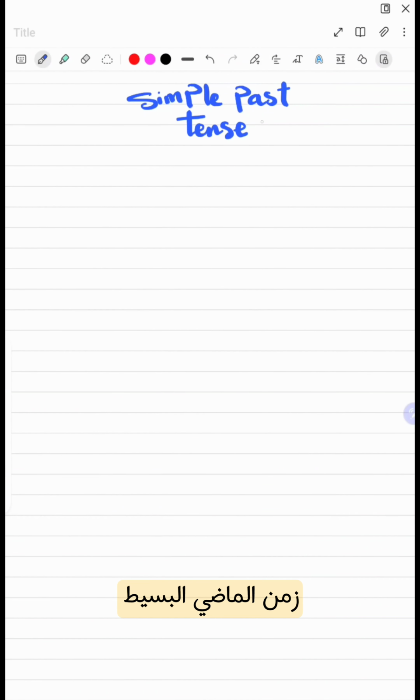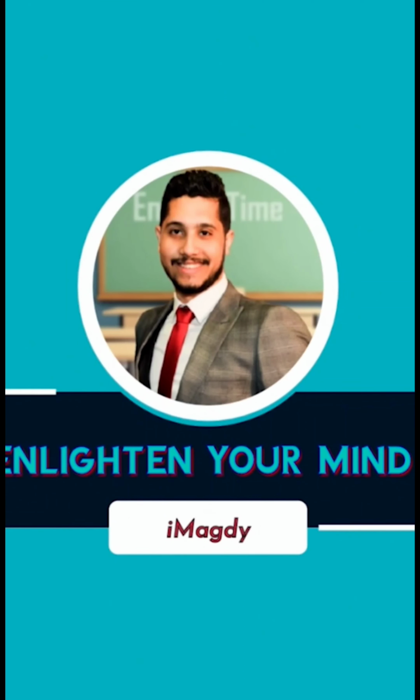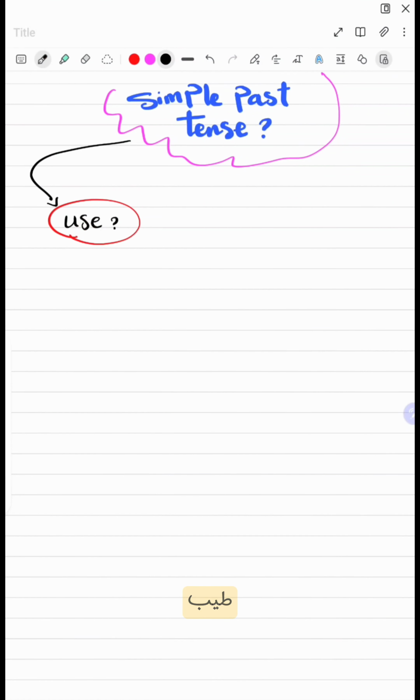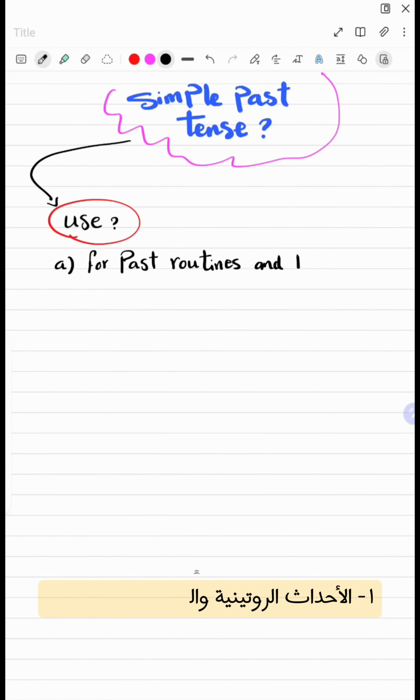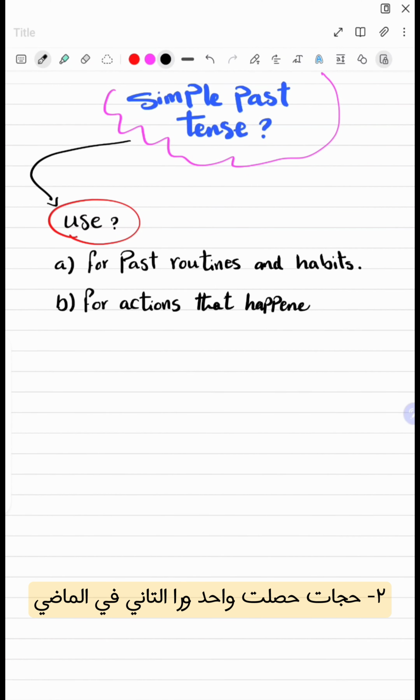Simple past tense. You might ask yourself when and why to use the simple past tense. Okay, let me start with the uses of this tense. It is used for past routines and habits, which means that you use it to express things you used to do in the past. Second, this tense is used for actions that happened one after the other in the past.